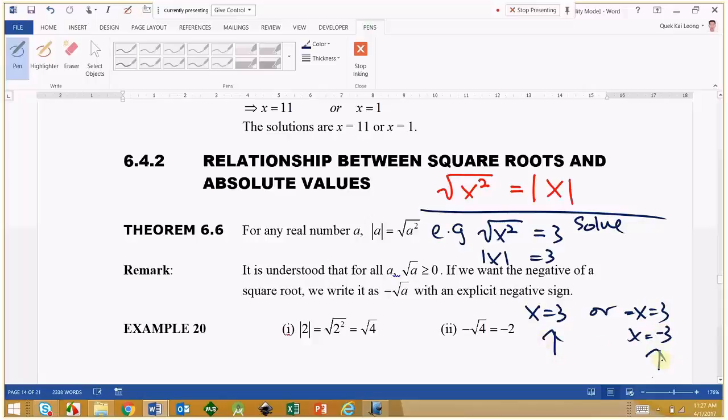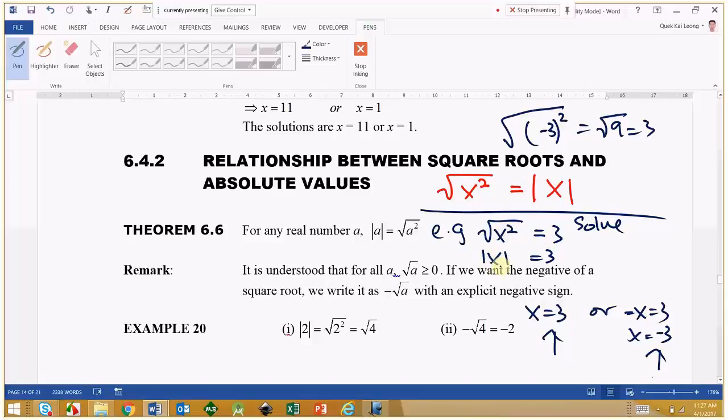Now let's do a check. 3 squared is 9. The square root of 9 is 3, which is correct. Negative 3 squared is still 9, so it's still 3, so it's correct. So remember, the square root of x squared is not x alone, it's absolute x.